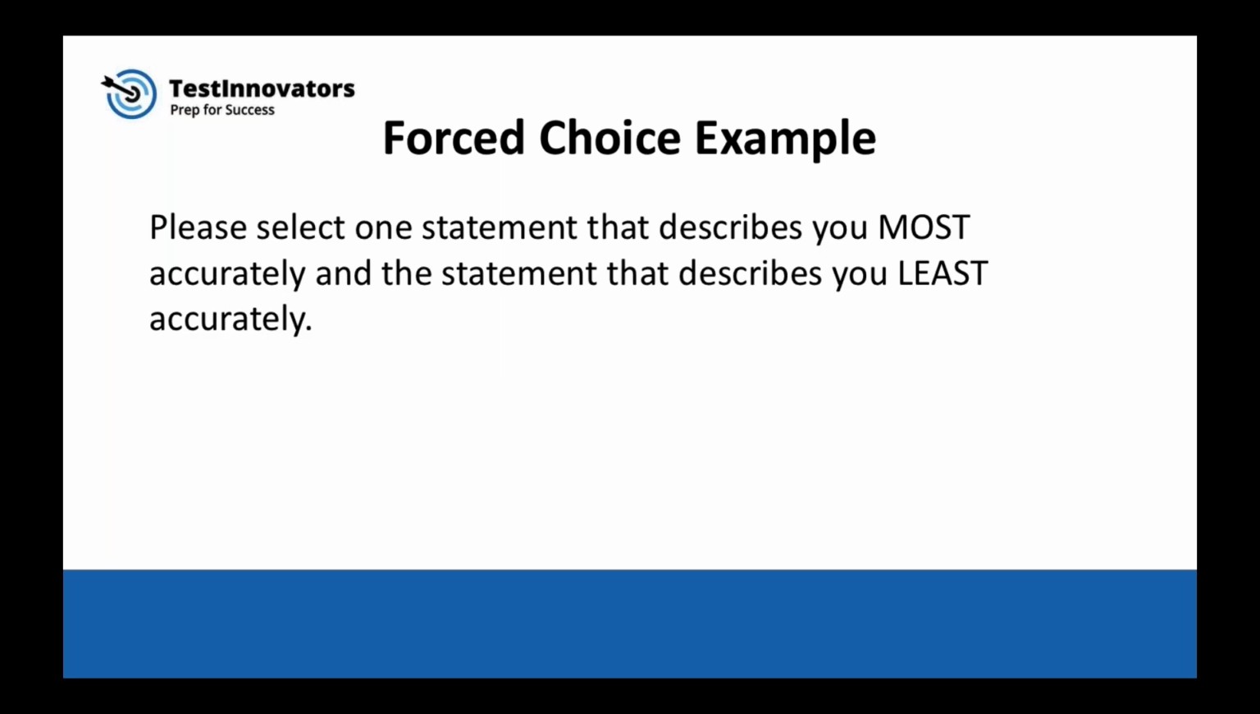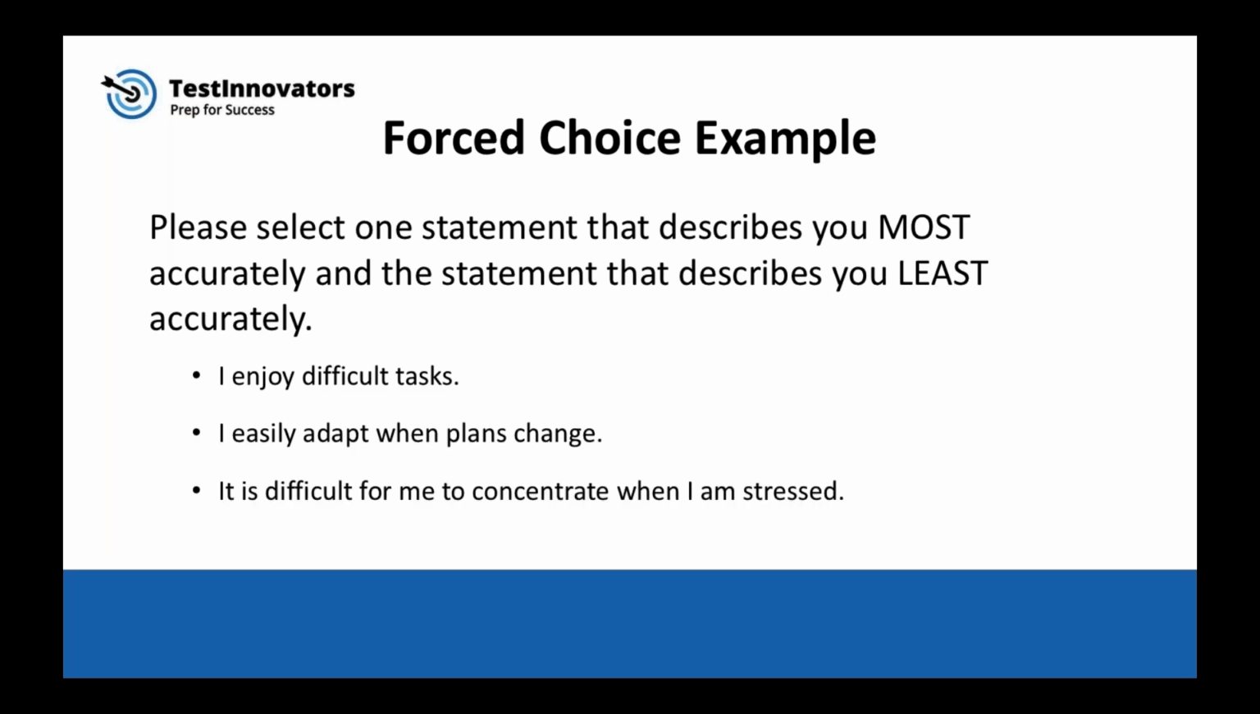For the first forced choice, students will be asked, please select one statement that describes you most accurately and one statement that describes you least accurately. And then they'll have 3 things: I enjoy difficult tasks, I easily adapt when plans change, and it is difficult for me to concentrate when I am stressed.